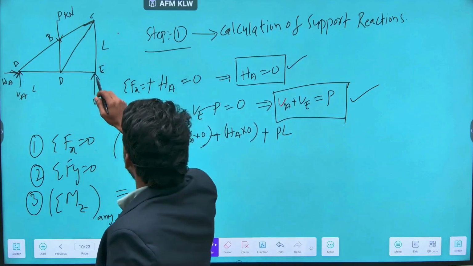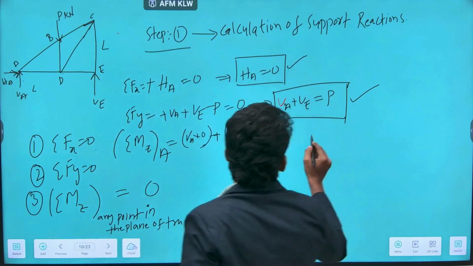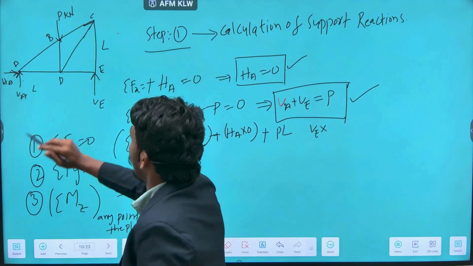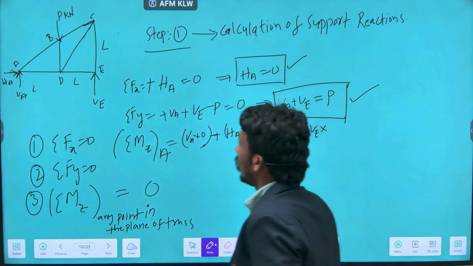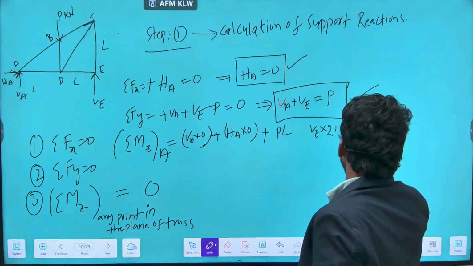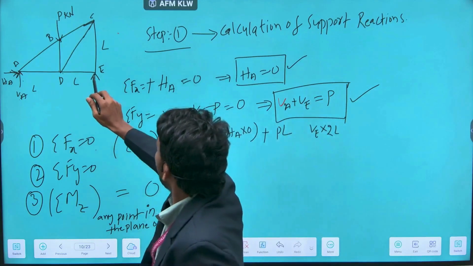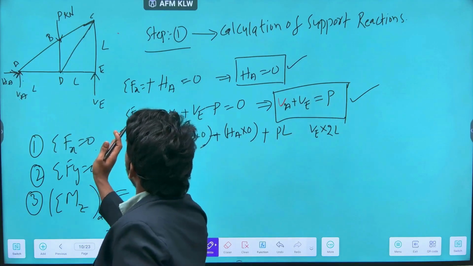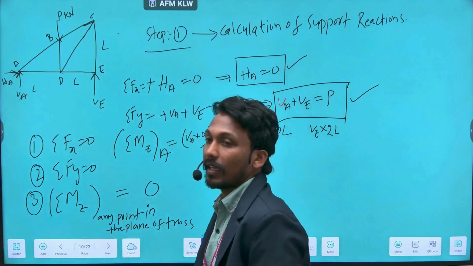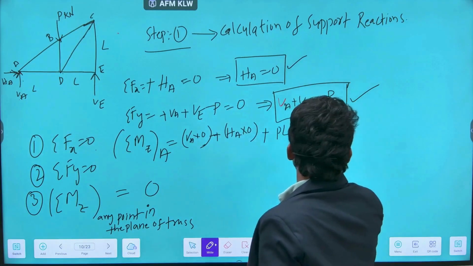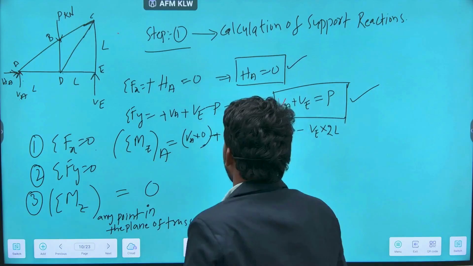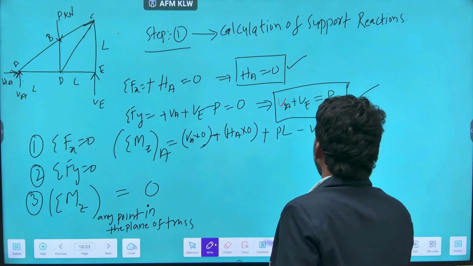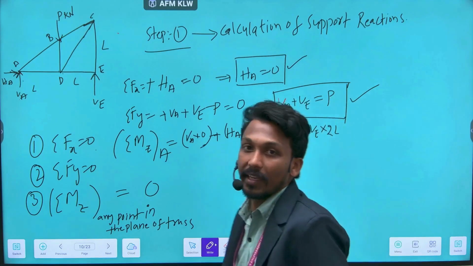Similarly, I have VE here. So VE into perpendicular distance, which is 2L. This is also L and this is also L. So VE into 2L. Now this VE is causing an anti-clockwise moment at point A. So this will rotate the truss in anti-clockwise direction. So that is negative. So sigma Mz at A equals VA into 0, HA into 0, plus PL minus VE into 2L.